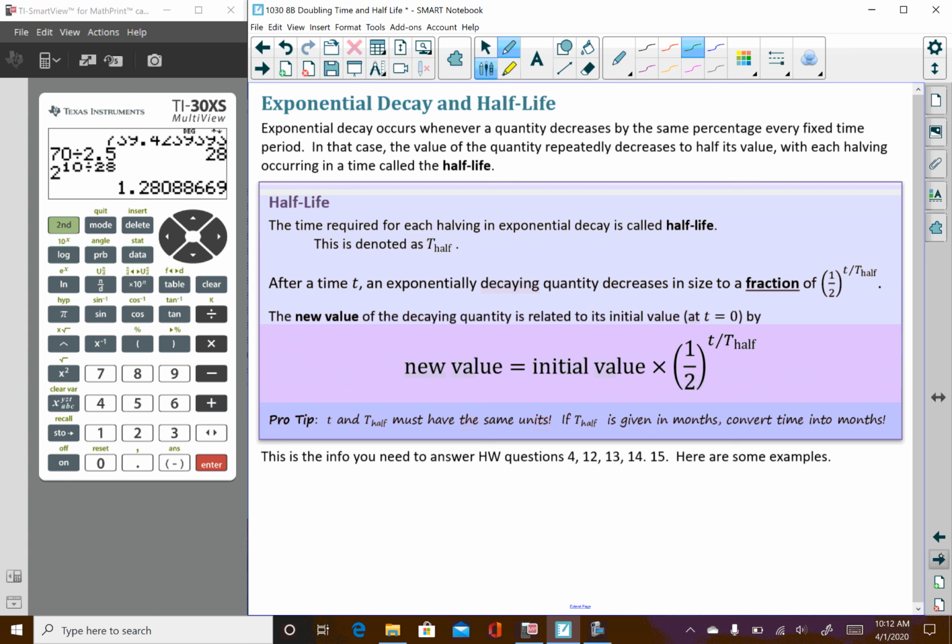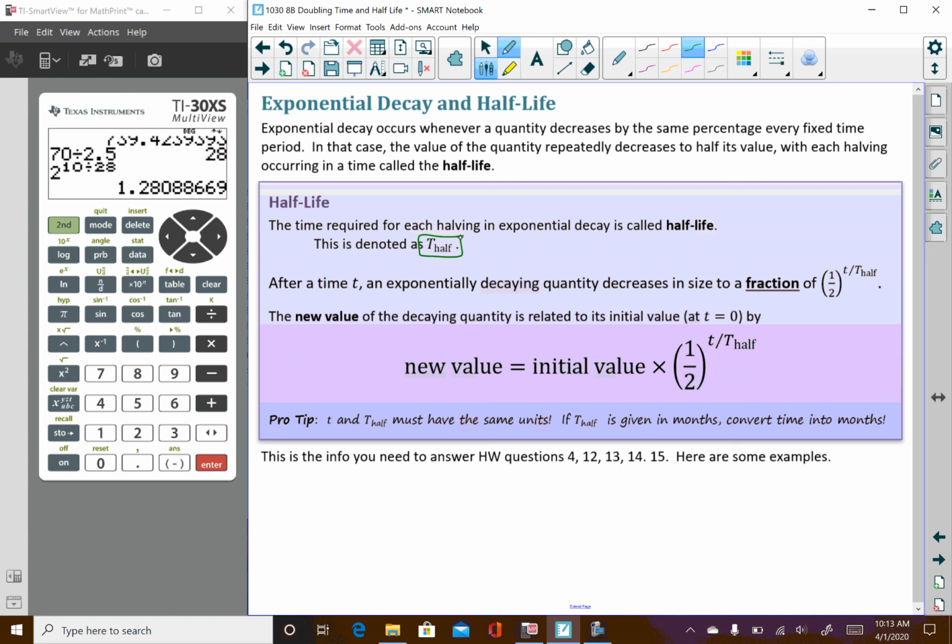So much of this is the same, it's just we're changing the base to 1/2 instead of doubling with a base of 2. We're doing half-life, so it's a base of 1/2. So exponential decay occurs whenever a quantity decreases by that same fixed percent every time period. So instead of calling it doubling time, we call it a half-life for that time period that would repeatedly decrease to half its value. So the time required, we use half as our little subscript, and it's called half-life.